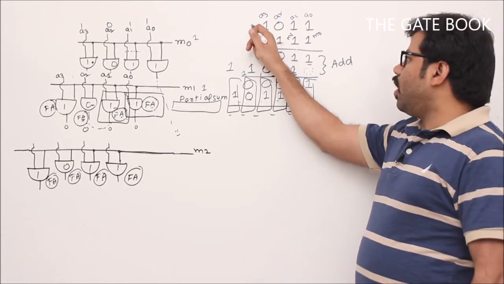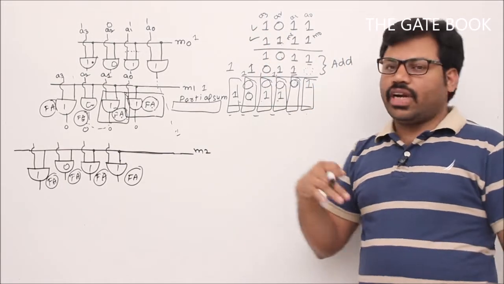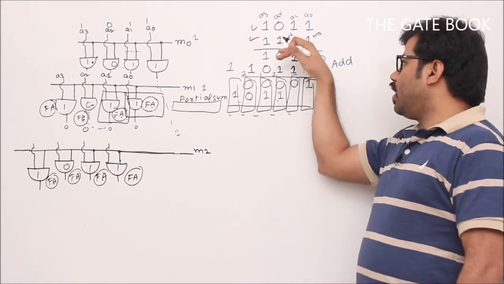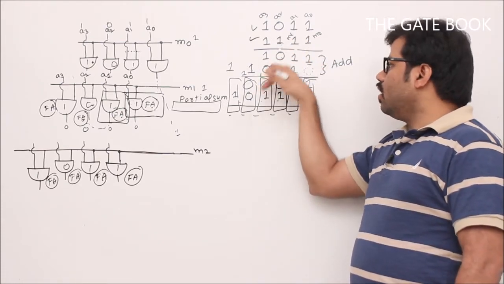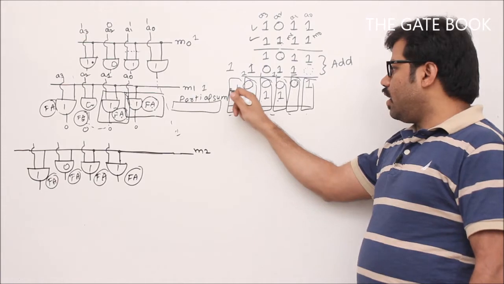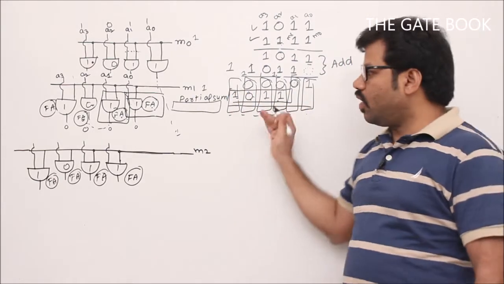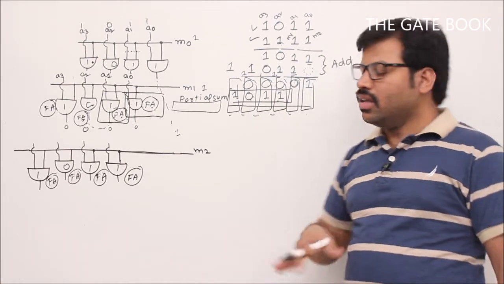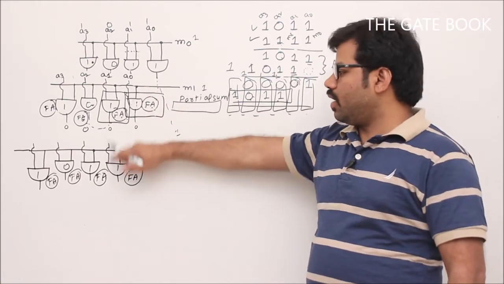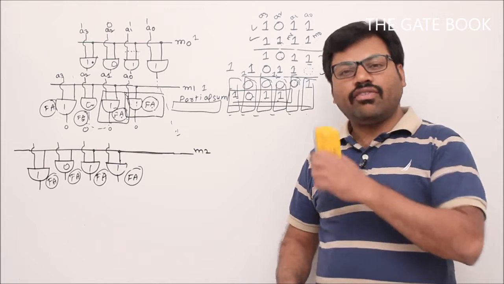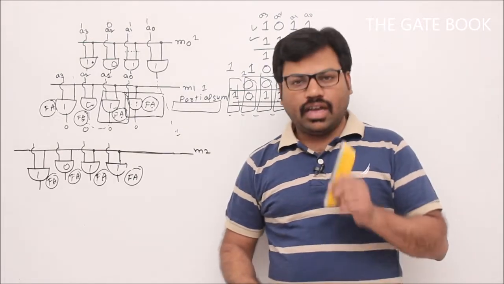I just explained the multiplication process in a different way. Every time I am multiplying with one digit, whatever result I get, I am adding that result to the previous sum. That is the way we are multiplying. The same concept I am implementing using circuits. Now we will see the final circuit design, which is nothing but the array multiplier.